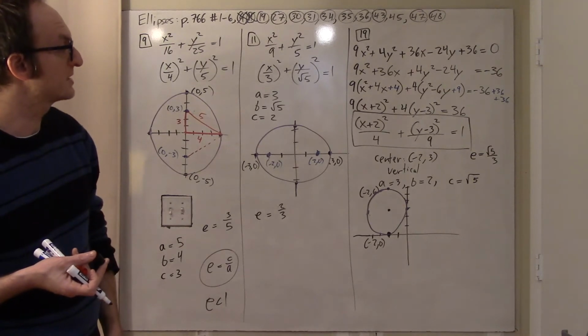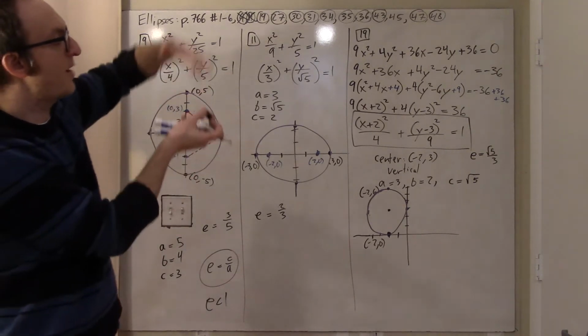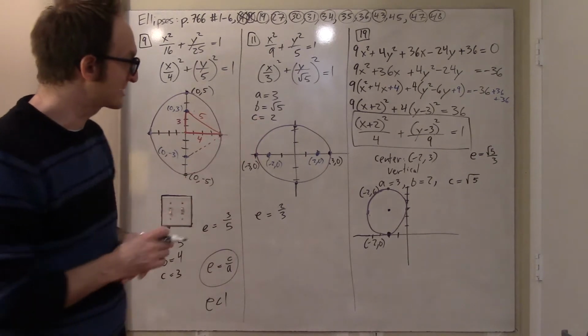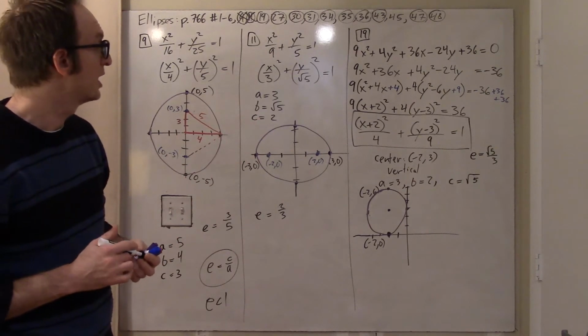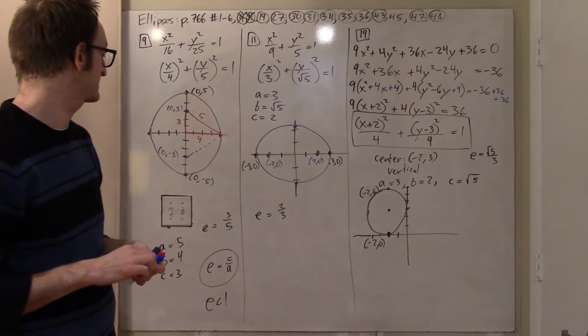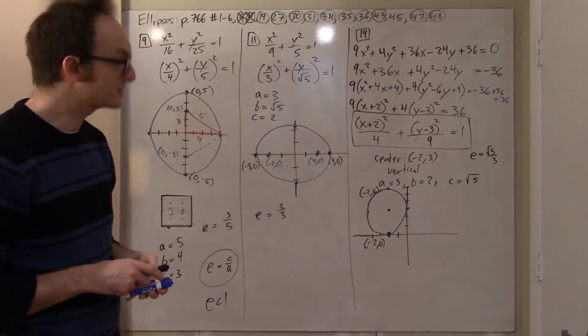Negative 2, 3 is my center, stretching out by 3 in the y direction, by 2 in the x direction. So yeah, I think we're looking good here. Okay, what's left to do? I got my eccentricity, I have my vertices. I guess I just need to find the foci and plot them.